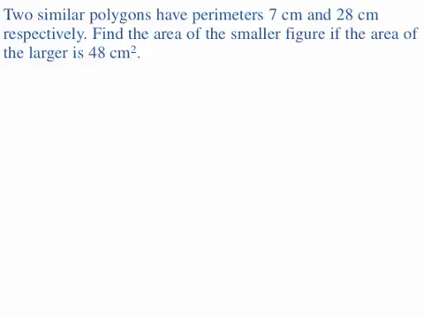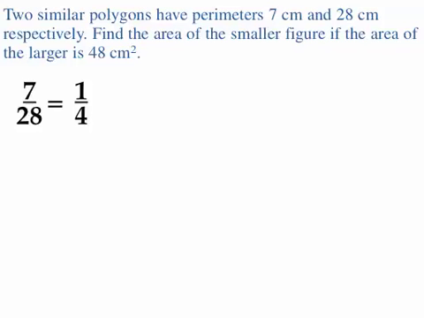The next example says two similar polygons have perimeters of 7 centimeters and 28 centimeters respectively. Find the area of the smaller figure if the area of the larger figure is 48 centimeters squared. I'm given the perimeters of two polygons, and I can set those up as a ratio, 7 to 28. If you notice, 7 over 28 can be reduced. 7 goes into 7 one time, and 7 goes into 28 4 times. This would be the ratio of the sides, or the perimeters.